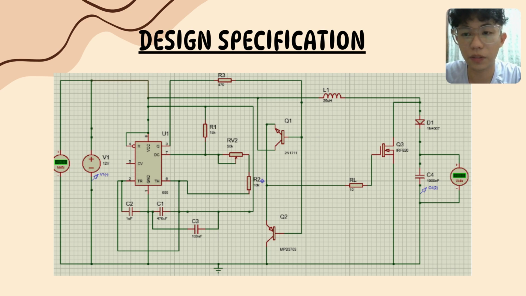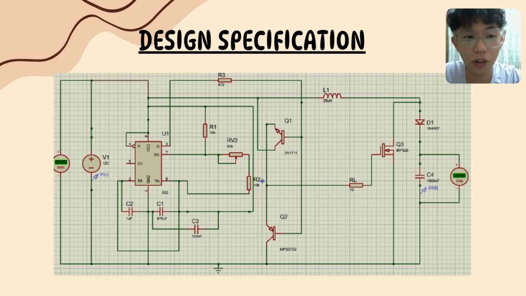Then for the design specification, this figure shows a 555 timer U1, capacitors C1, C2, C3, and C4, then resistors R1, R2, and R3, a variable resistor RV2, an inductor L1, a diode D1, NPN and PNP transistors Q1 and Q2, and a MOSFET Q3, which form the parts of the boost converter. An input DC voltage of 12 volts V1 is increased by the converter to a higher output voltage of exactly 24 volts. RV2 resistance can be changed to alter the output voltage.